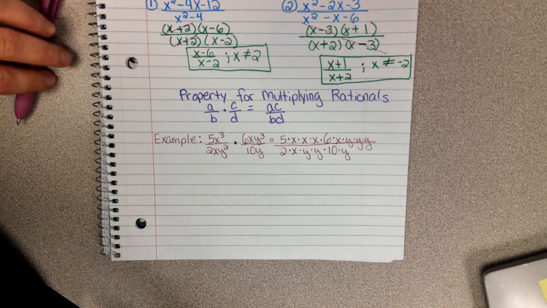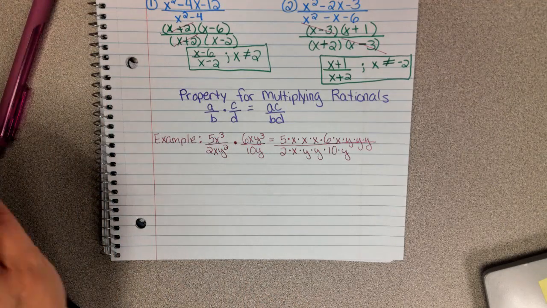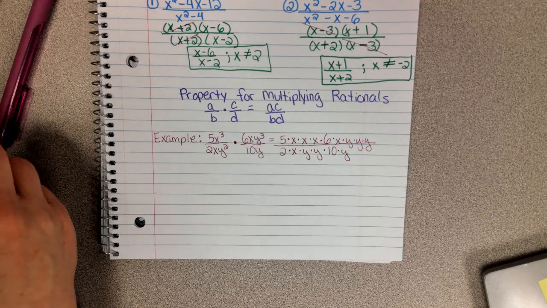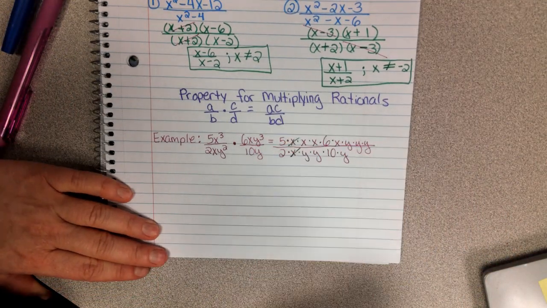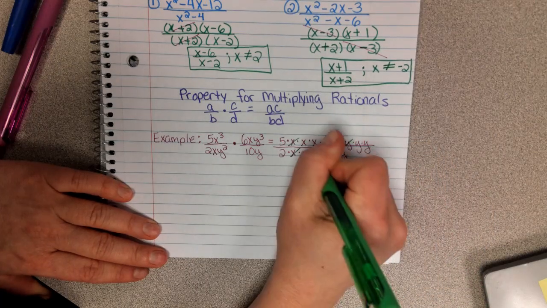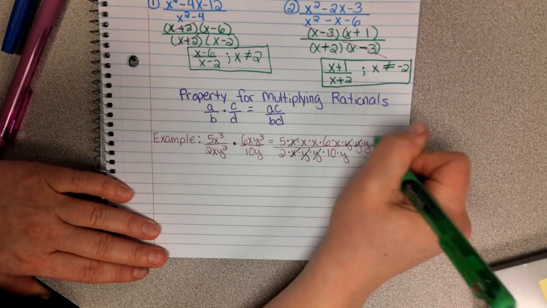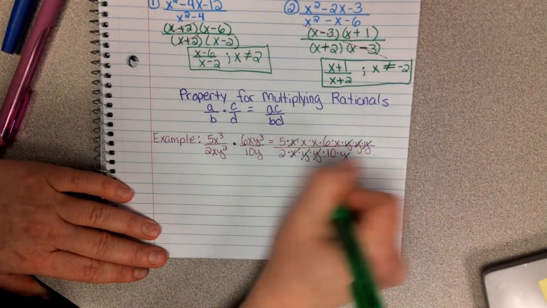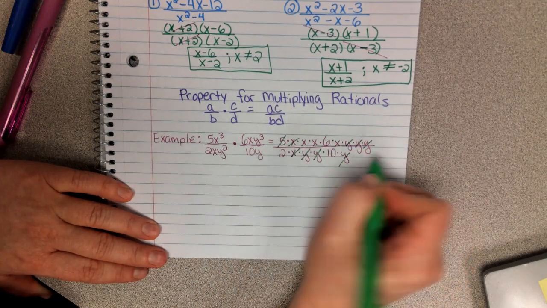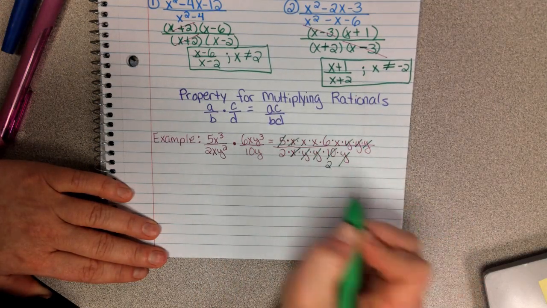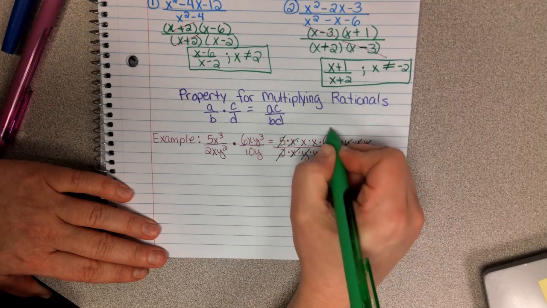So I can already see I've got some x's that need to be canceled out. So I have an x here and an x here. I have a y here and a y here, y here, here, here, and here. I can also simplify some of these numbers. So 5 goes into 10 2 times. 2 goes into 6 3 times.